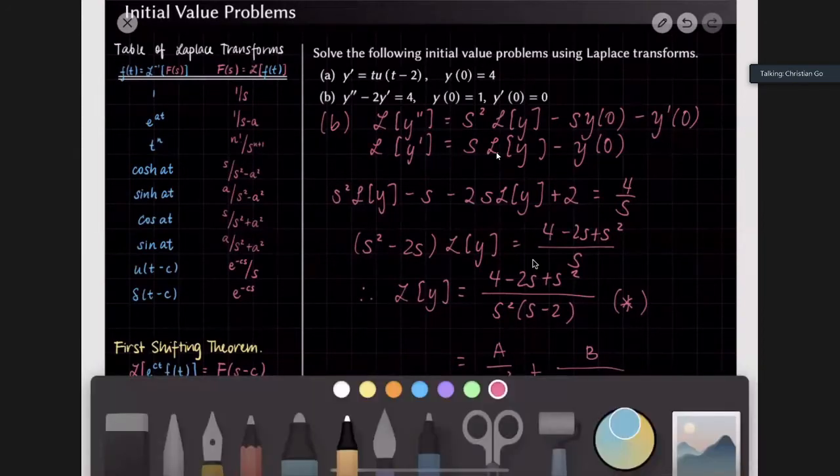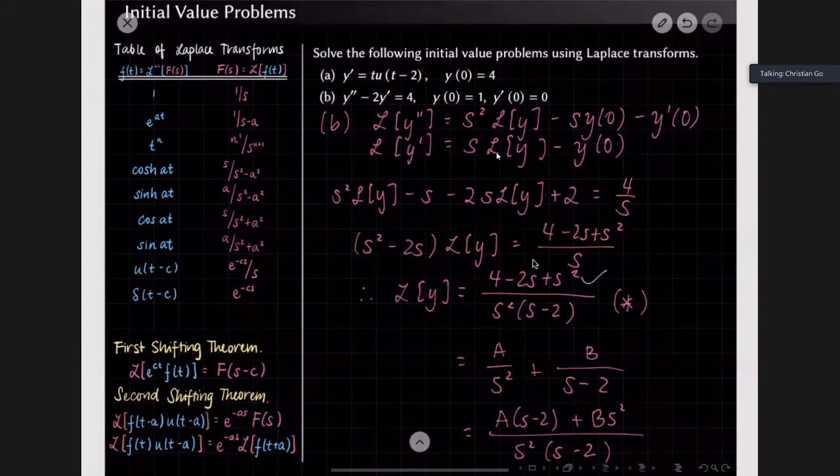Right off the bat, maybe not. But if I take a look at this, this numerator is just S squared. I can factor out a minus 2, S minus 2. So I can compare directly. I don't need to do a full expansion. Coefficient of S squared is 1, so B is equal to 1. And the coefficient of S minus 2 is negative 2, so A is equal to negative 2.